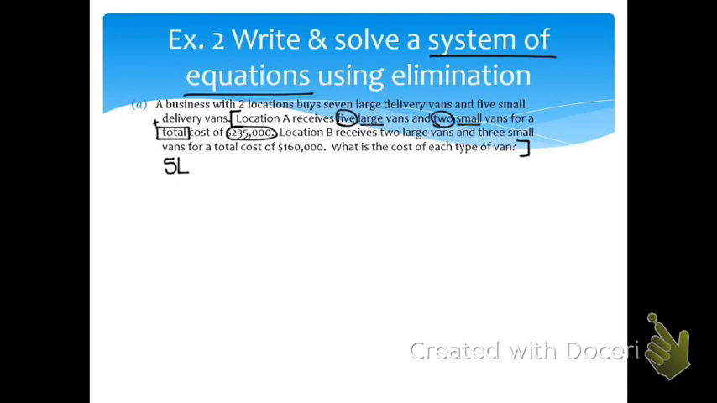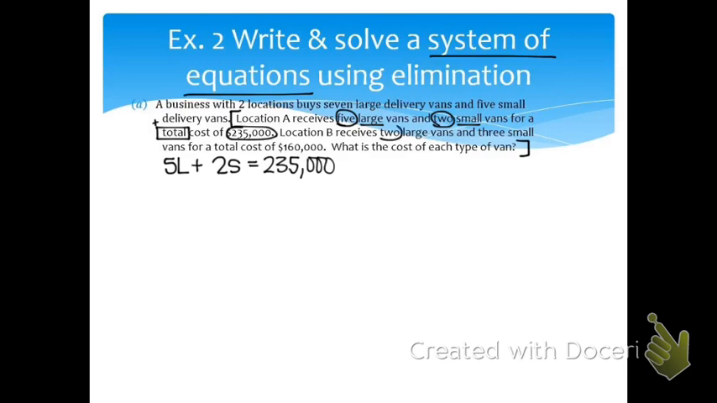All right, what about the 2 small vans? What's that going to look like? 2S. Again, 2 individual vans. The S is going to be the cost of one of them, so we're going to multiply. What are we going to do with the 5L and the 2S? Add them. Remember, total cost. So when I take the 5 large vans plus the 2 small vans, it's going to be a total of $235,000.